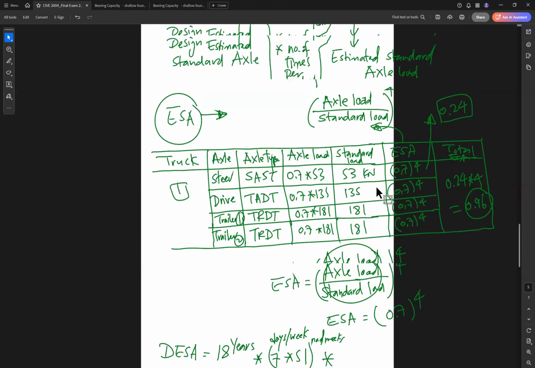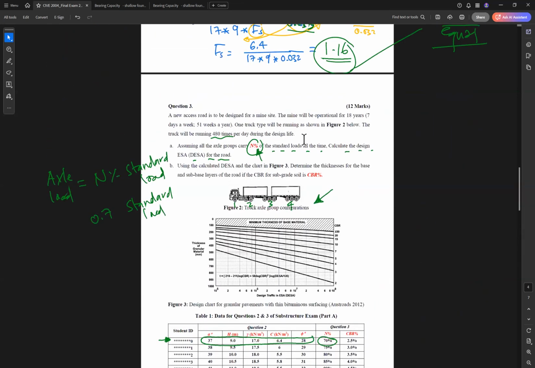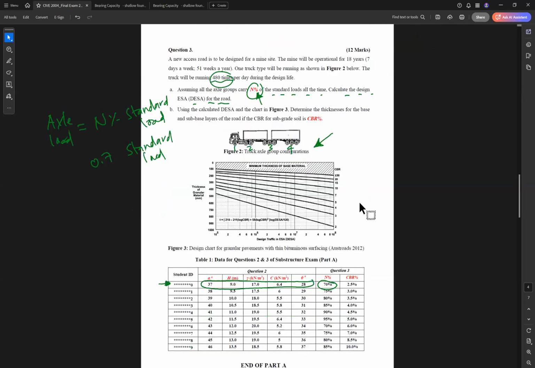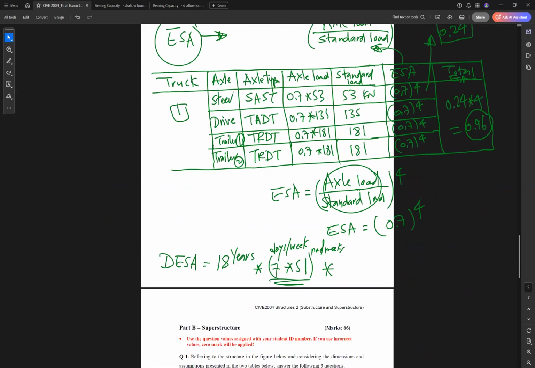How many number of runnings? This truck will run over this route for 480 times per day. So this doesn't mean that one truck will run for 480. This means that we will have more than one of this truck.